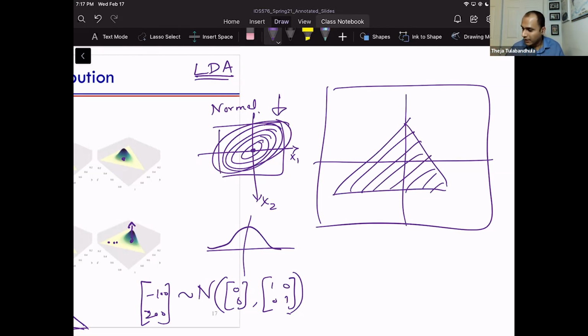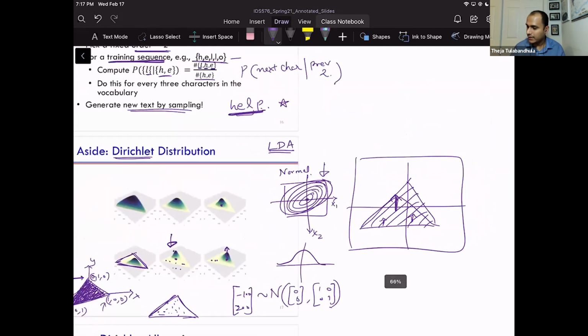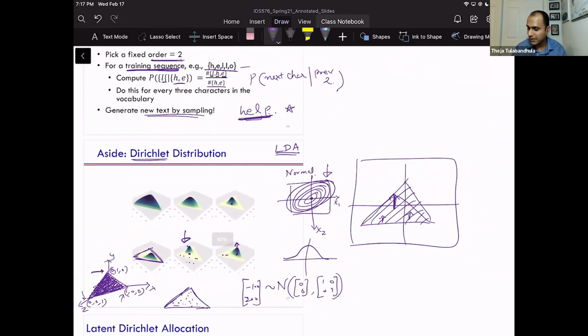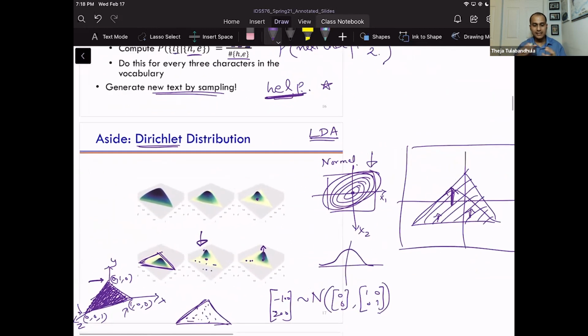Now on this, maybe there are higher probability masses here, less probability masses here, and less probability masses here, and so on. So that's a Dirichlet distribution, but it doesn't have to be 2 dimensions. Whatever I've said so far can actually be extended to more than 2 dimensions, or 3 dimensions, or 4 dimensions.